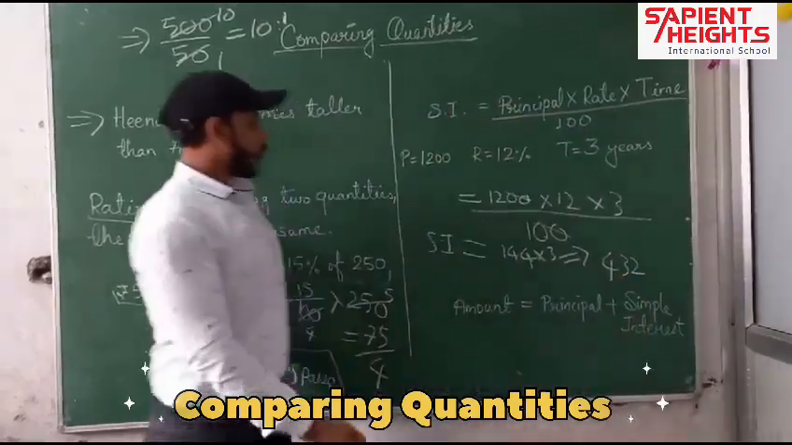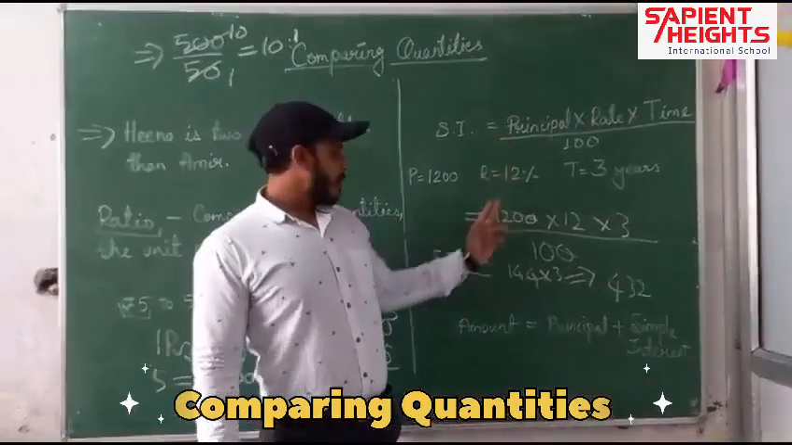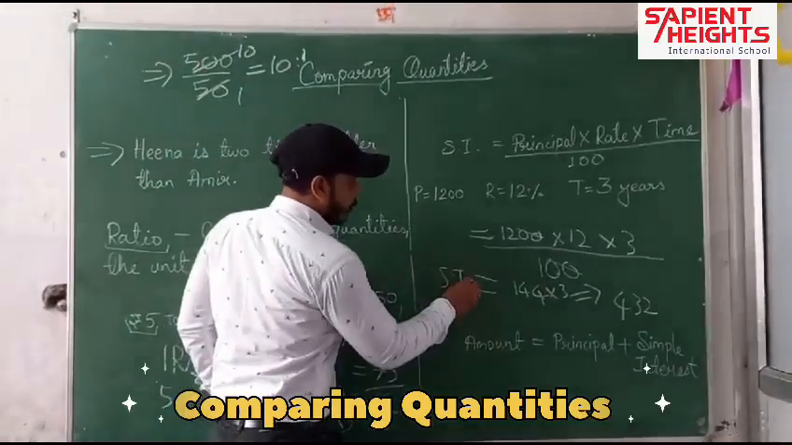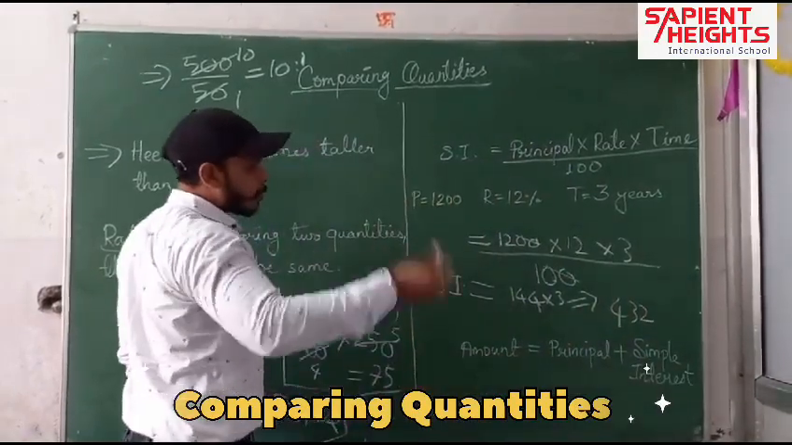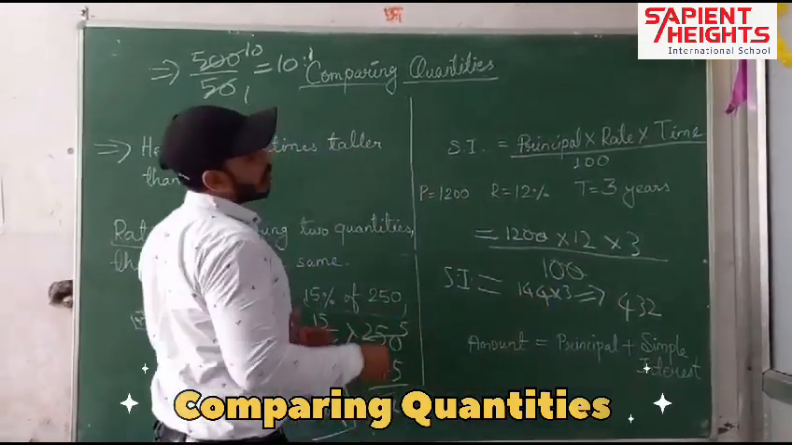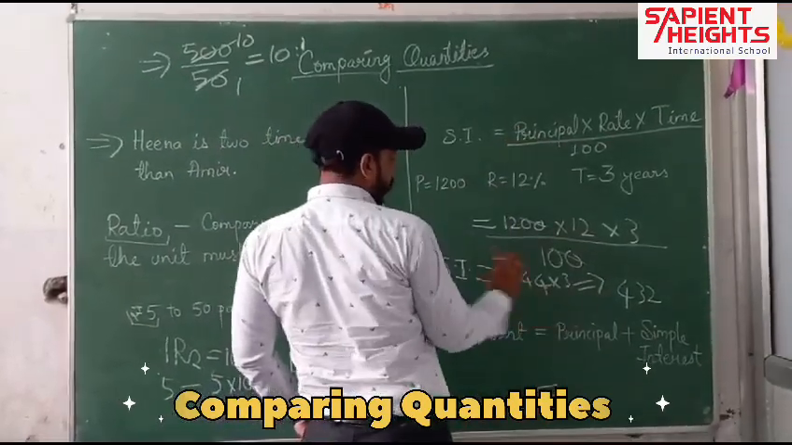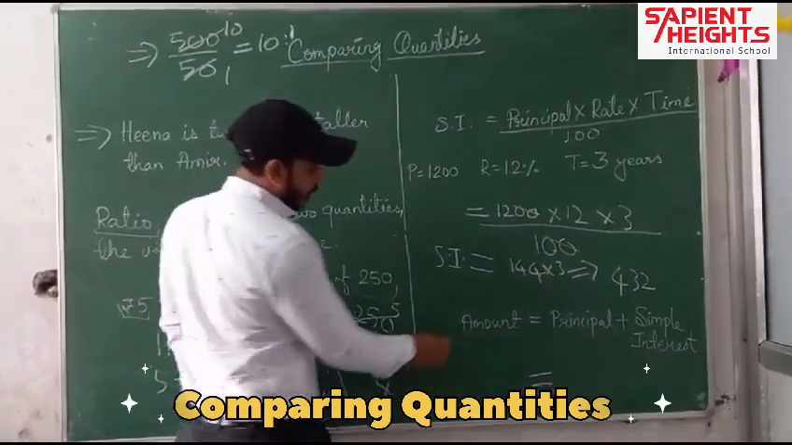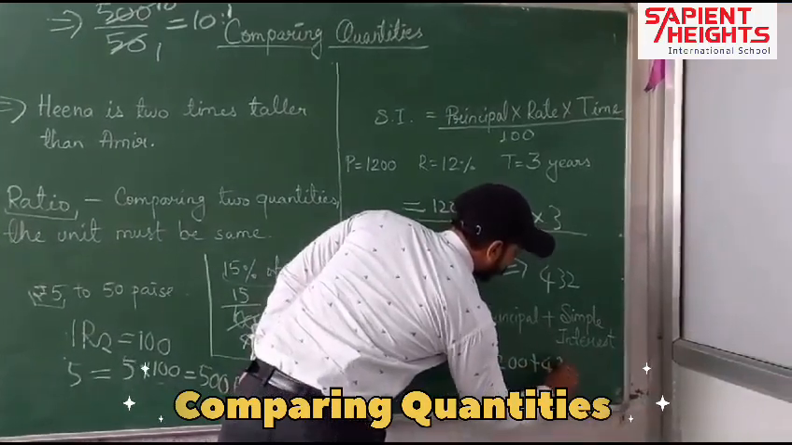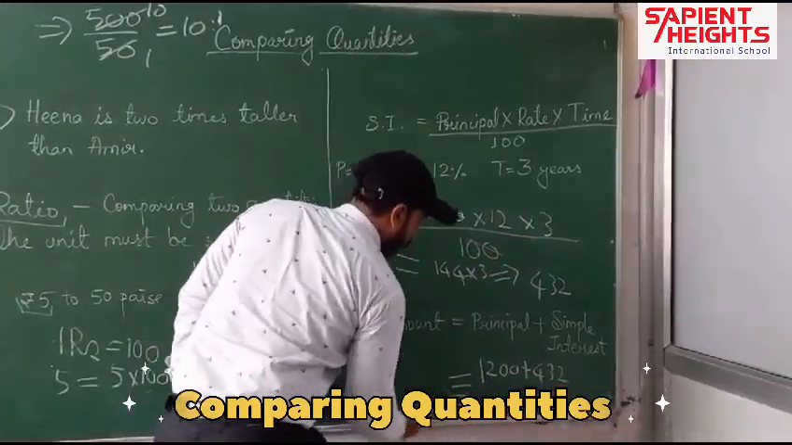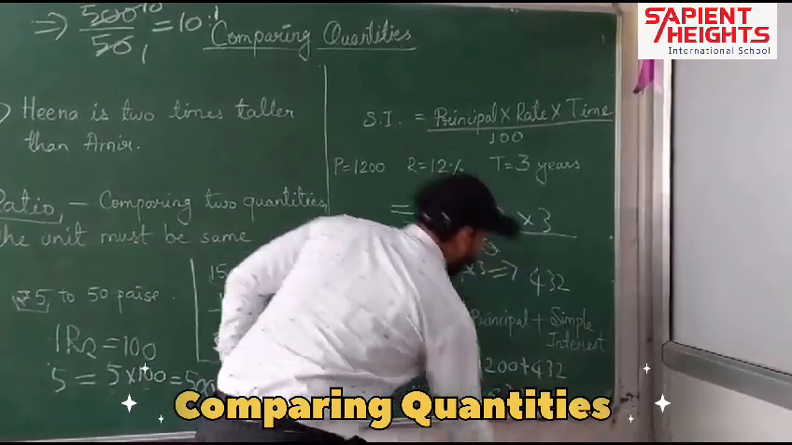It's 432. So this is our interest amount. It means the sum that I borrowed was 1200. The interest is my extra amount, which is 432, which I pay to the bank. So what is the total amount that I am going to pay to the bank? What I do is add principal plus simple interest. I get the last amount: 1200 plus 432. So the amount that I finally paid will be 1632. This is the final amount.